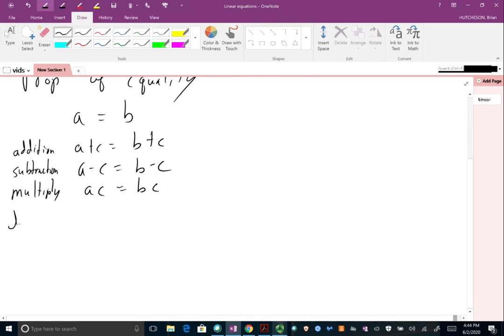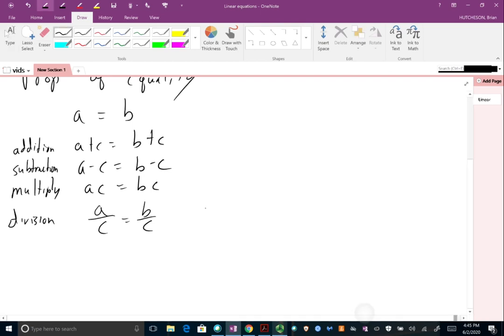And then division. Can you guess what I'm going to write? A divided by C must be equal to B divided by C. I divided both sides by a constant. But once again, I need to make a very good statement that you had better not let C be 0. We don't like to divide through by 0.